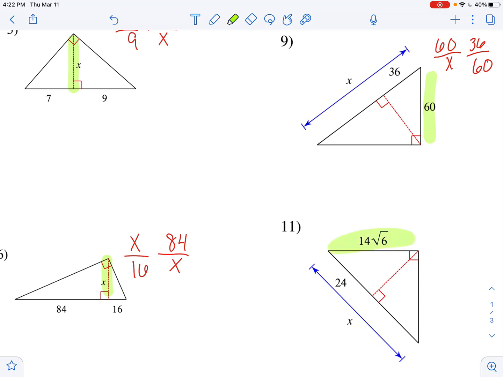So your leg is 14 root 6. Even, I could put whatever I want in there, doesn't matter. Even if it was a weird decimal, I could put e in there, doesn't matter. Your leg goes in twice, diagonal from itself, and then you put the whole hypotenuse and the part of the hypotenuse closest to the leg.